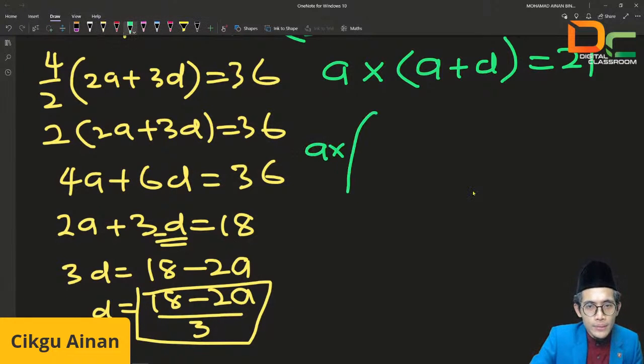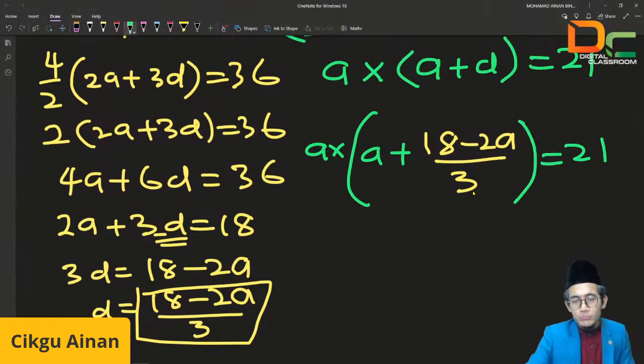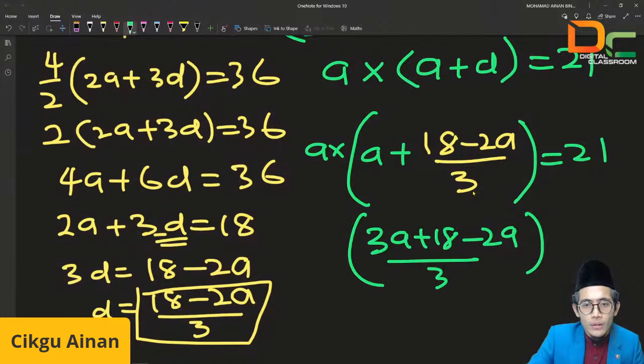A multiply the bracket A plus what? D. D is 18 minus 2A over 3. This A is not 9 now, later I'll make a mistake too. Okay, 21. So we simplify this one first. So 3A plus 18 minus 2A over 3. And then A outside and then 21.